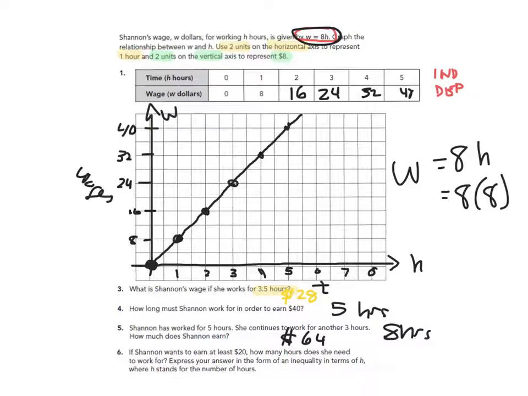$64. And then the last one, she wants to earn at least 20. So let me find 20 on here. It looks like 20 is right here, which puts it at 2.5. So at least $20. So for her to have at least $20, how many hours is that? The hours look like they're 2.5, but it's at least. So it can be 2.5, but it can also be more than 2.5. So that describes the inequality.